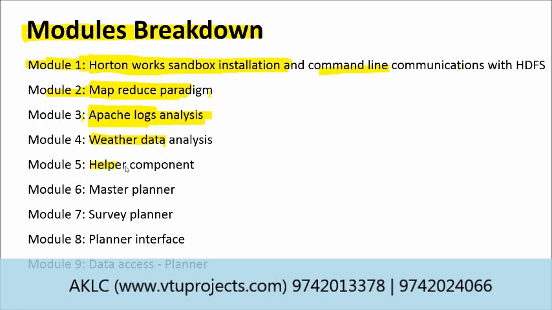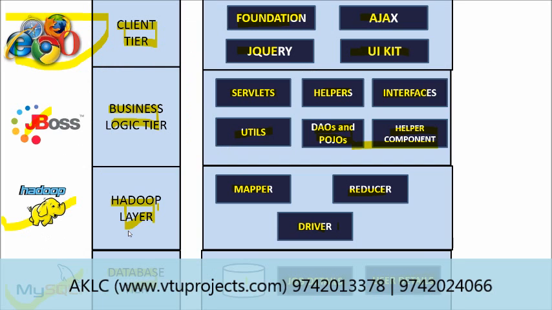In module 5, we come up with the helper component. The helper component is literally a mapper between the planner and these Hadoop MapReduce applications, so we are going to develop that in module 5. In module 6, we are going to generate the planner. We have 2 types of planner, as I told you, the master planner and the survey planner. The master planner will be developed in module 6 and the survey planner in module 7. The front end layer, the wonderful front end screen, will be developed in module 8, and the DAO layer, which I told you about in the data flow diagram, will be developed in module 9.